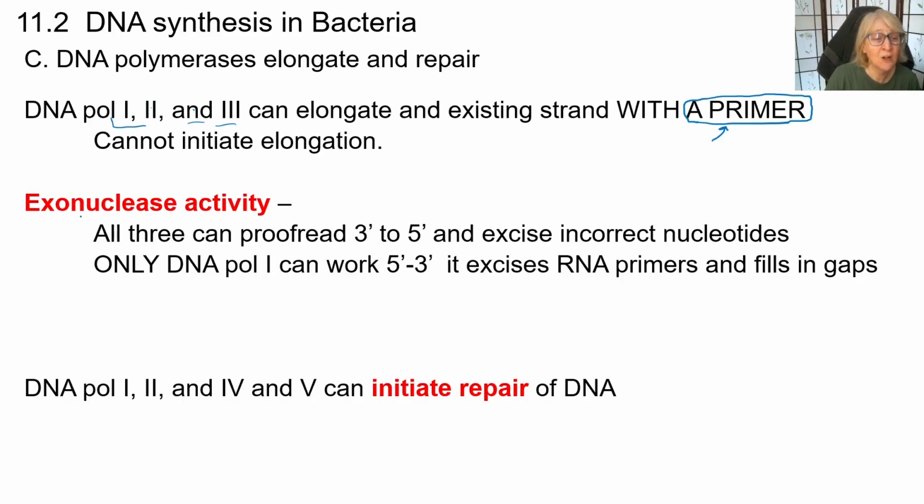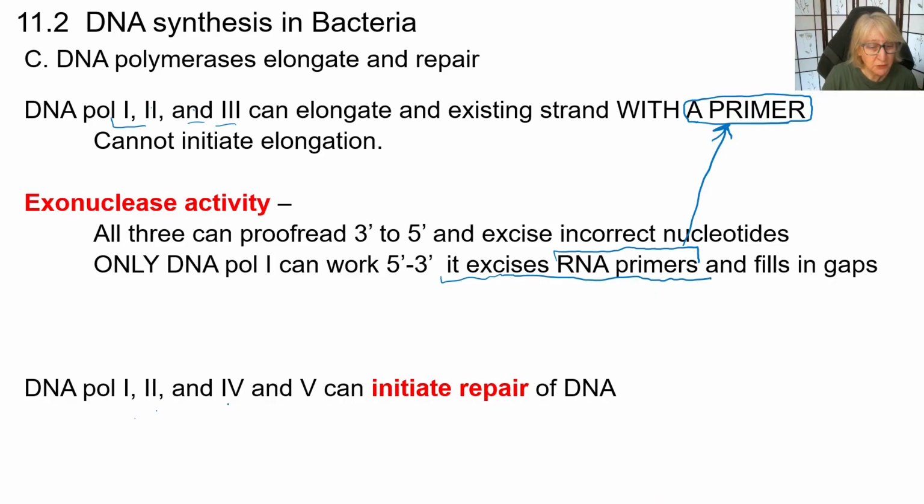All 3 of them can also remove segments of DNA that are bonded inappropriately. Maybe the molecule is structurally a little bit too wiggly. I'll show you how some of that can look. They can excise, which means to cut out incorrect nucleotides. But only DNA polymerase 1 can work on the 5' to 3' region, as it excises primers made out of RNA and then fills in the gap with DNA.